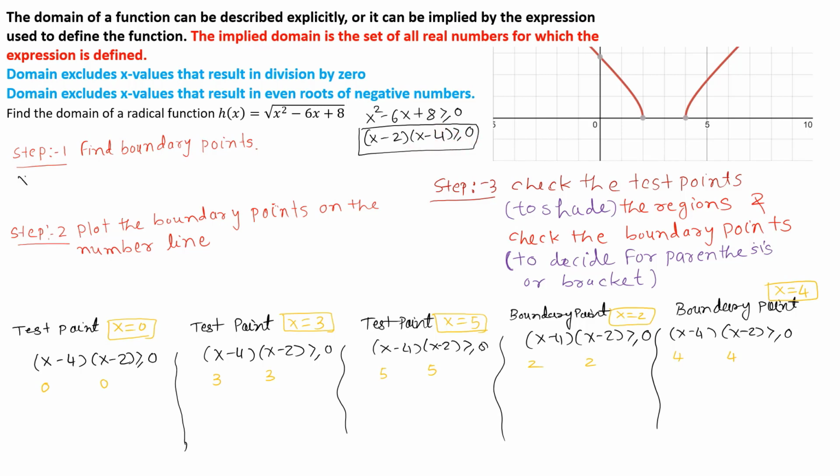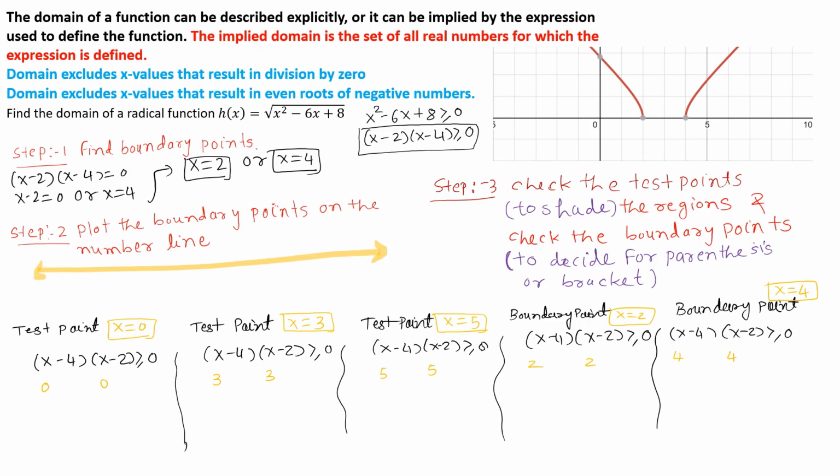So we get x minus 2, x minus 4 equals 0. So x minus 2 equals 0 or x minus 4 equals 0. So our boundary points are x equals 2 or x equals 4. We're going to place these boundary points on a number line. So this is my number line. And my boundary points are 2 and 4 right here.